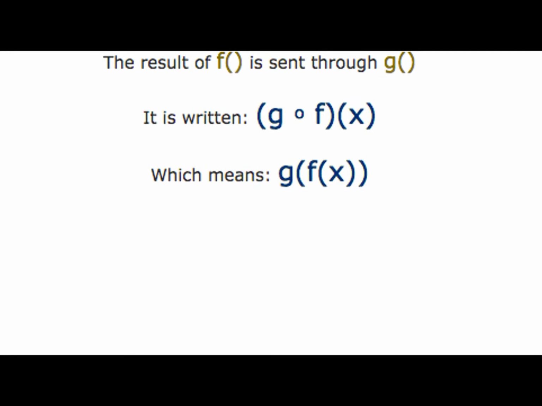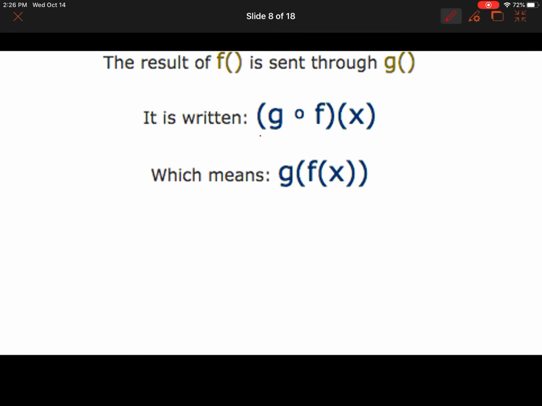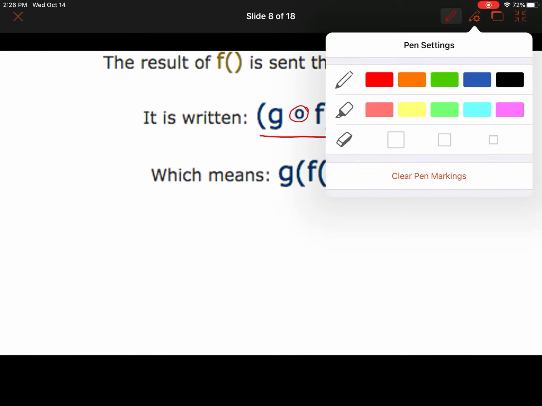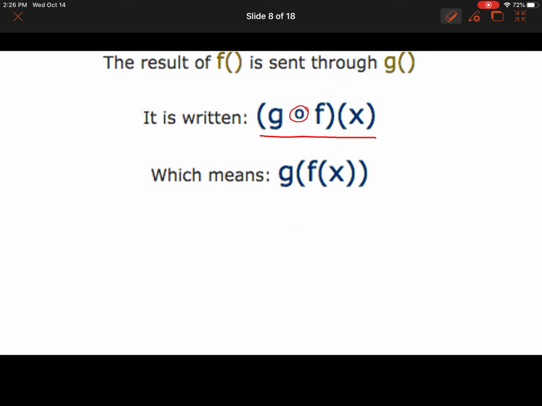So what composition means, you will see it written like this. And hopefully you see why I brought up the fact that this is not multiplication. This right here is a circle, not a dot. So make sure you know the difference. This is composition, which is not multiplication. So make sure you know the difference. So how we read this is g of f of x. I'll write that out. g of f of x. So it's a lot of ofs, okay?